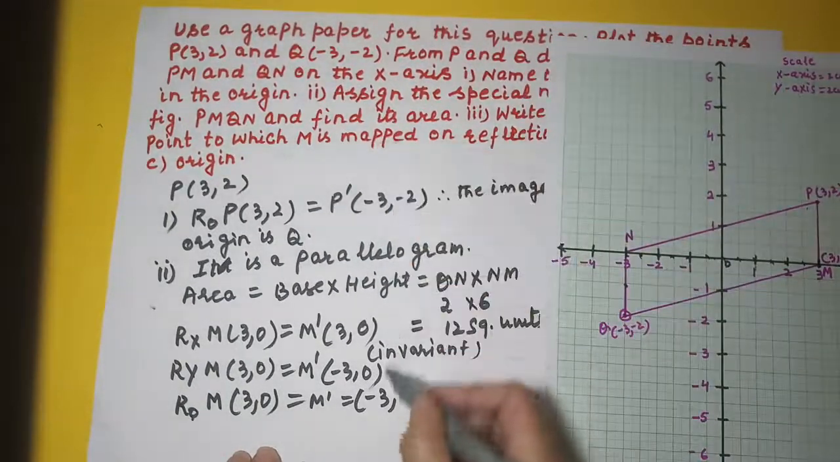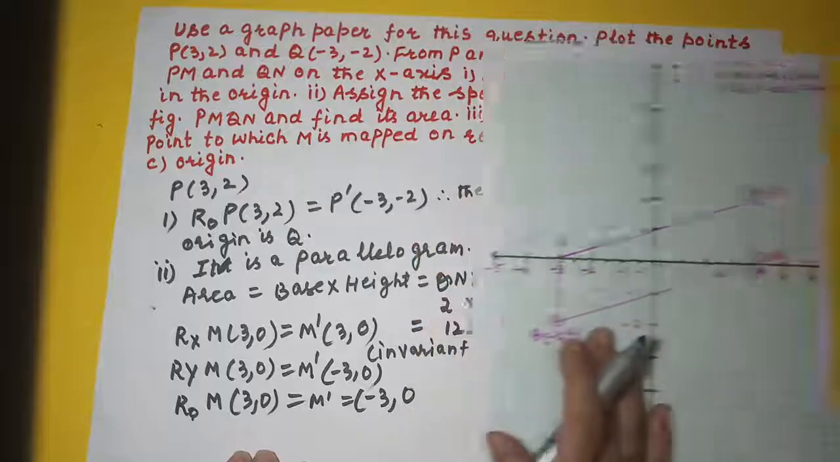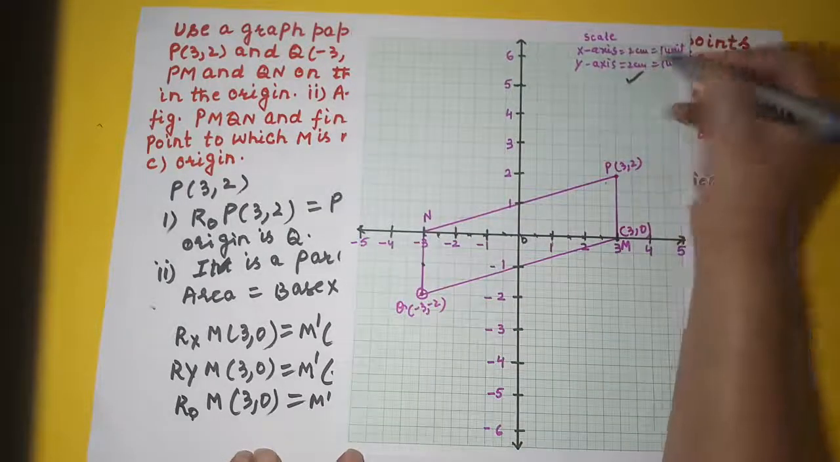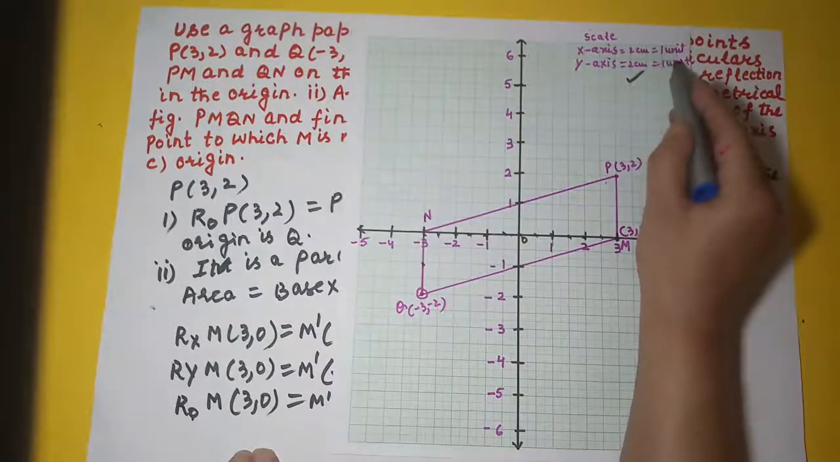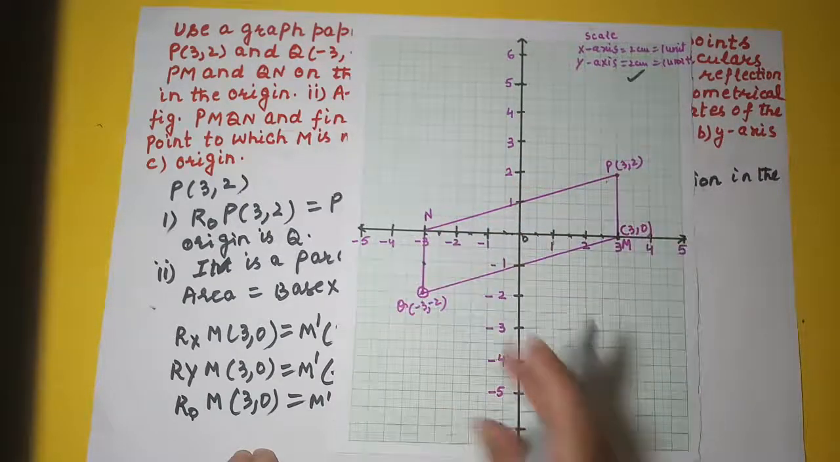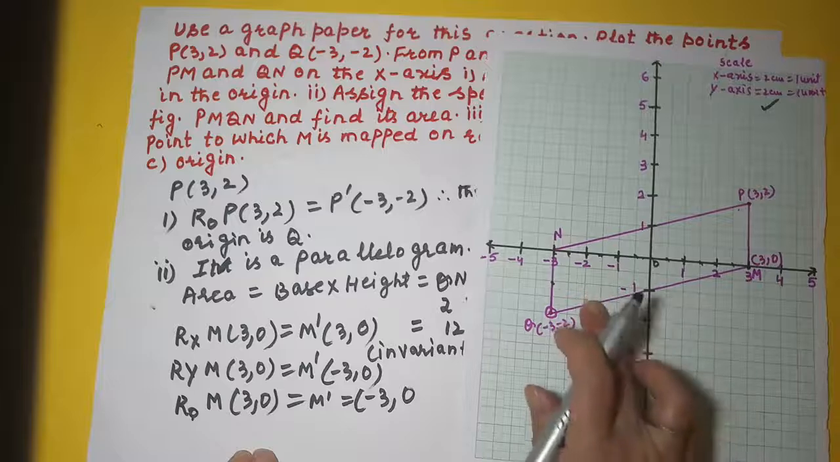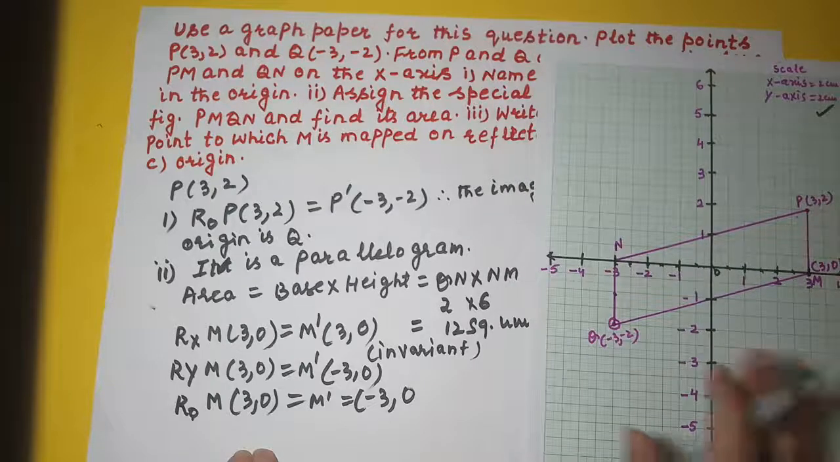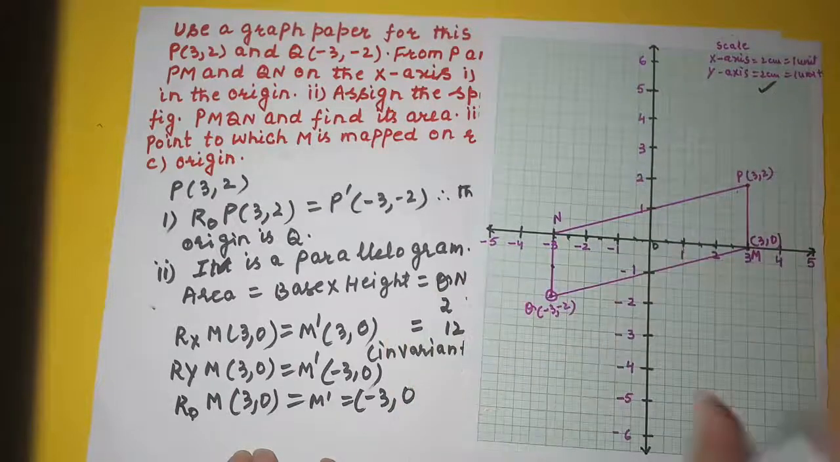All the answers should be written on the answer sheet. On the graph, you have to write the scale on the top right hand side portion and then clearly mark the points. And if you have to find the area, do not write the area or anything on the graph sheet. The points should be clearly seen.